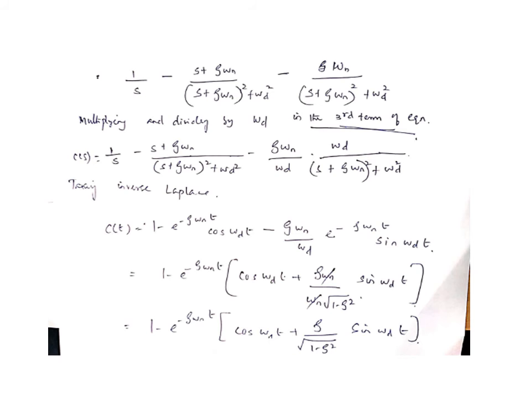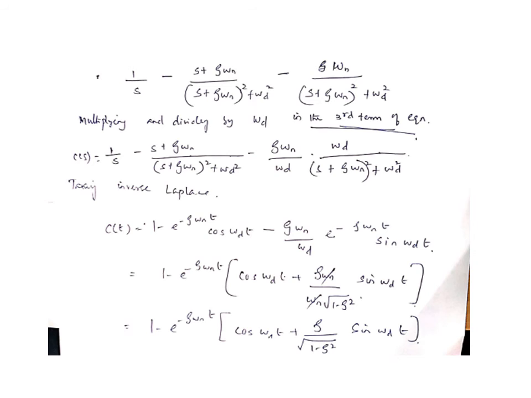Now, the reason we are doing all this manipulation is in order to make use of the formulas of inverse Laplace transform. Nothing more than that. Therefore now we are having three terms. The first one is 1 by s, the second one is minus (s plus ζωn) divided by ((s plus ζωn) square plus ωd square). Then the third is minus ζωn by ωd into ωd by ((s plus ζωn) square plus ωd square).